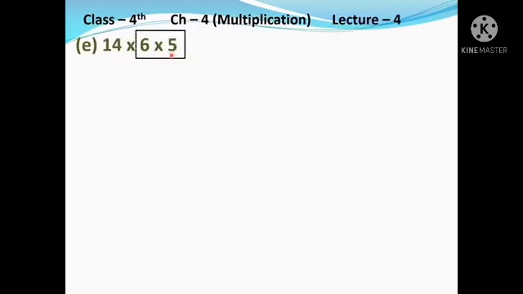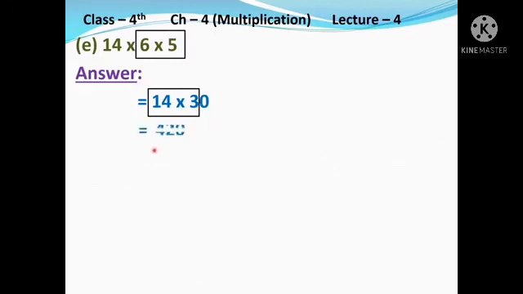Now E part: 14 multiply 6 multiply 5. First multiply 6 by 5. See, 6 5s are 30. Write down the answer equal to 14 multiply 30. Now first multiply 14 by 3 and then place 1 zero to the right side of the product. Clear? Now see, 14 multiply 3 equal to 42 and then place 1 zero to the right side of the product. So the answer will be 420. So write down 420. Thus 14 multiply 6 multiply 5 equal to 420.